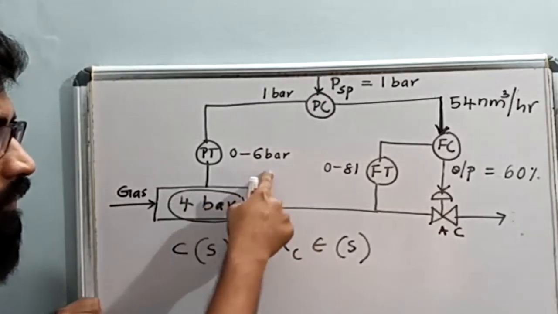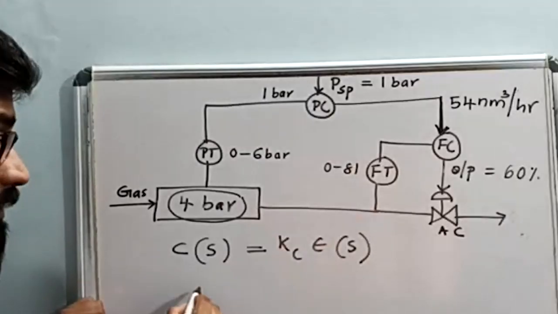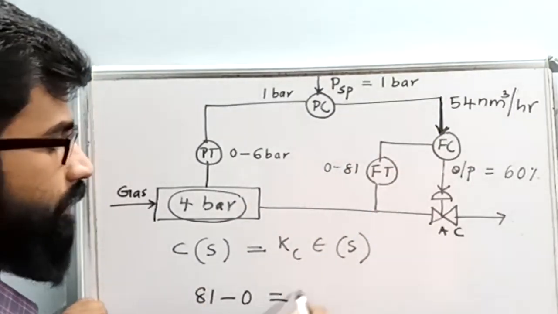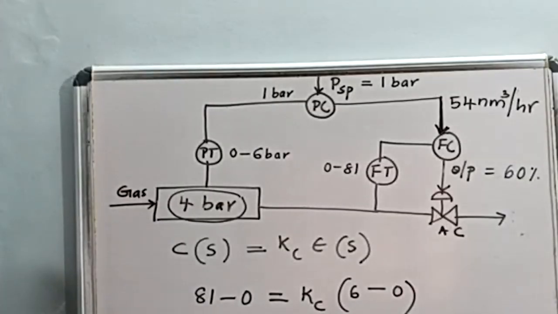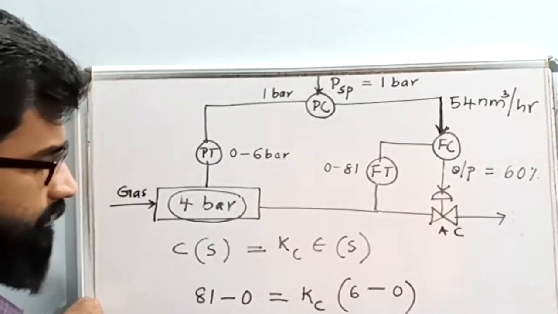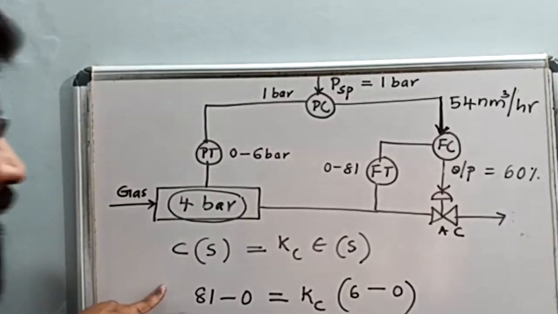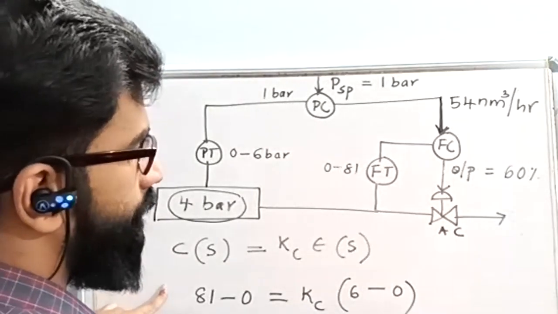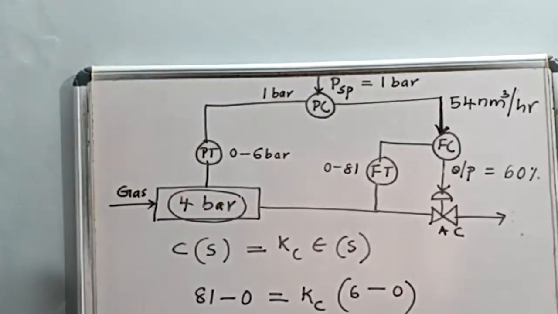Now you can see what the value of Kc will be. Your error is from 0 to 6. Your output is from 0 to 81. So 81 minus 0 equals Kc into 6 minus 0. Clear? So what will be the value of your Kc? Your Kc will be equal to 81 divided by 6. What will be this value? Almost 13.5. This is in Nm cube per hour, and this is in bar, so per 1 bar. I hope you understood how we are calculating Kc.